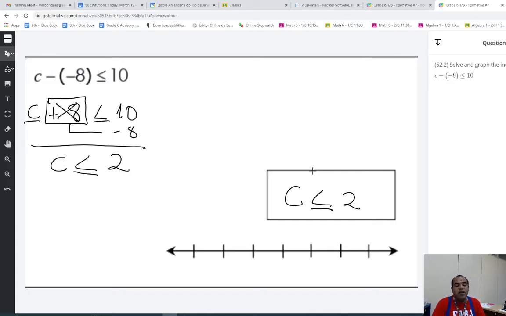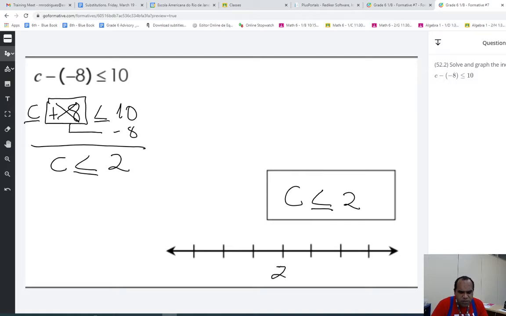Guys, remember here, I don't flip my inequality. I only flip my inequality in two special cases. The number must be negative, and you are moving it by multiplication or division. Then you need to flip it. But in this case, it is addition and subtraction, so I don't need to do anything. Just keep it.